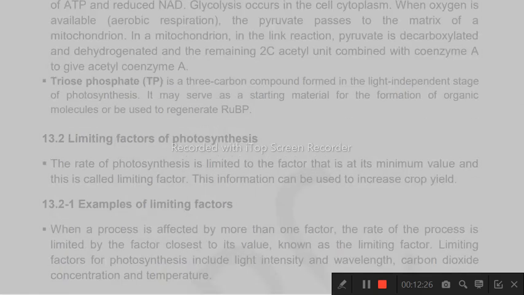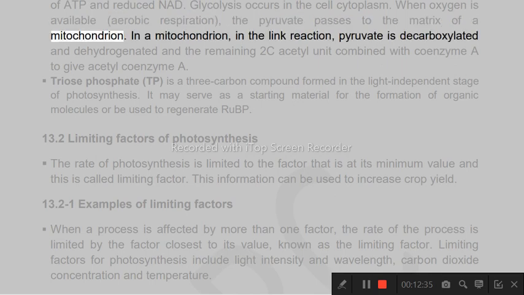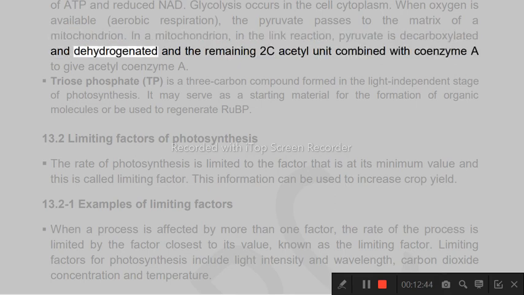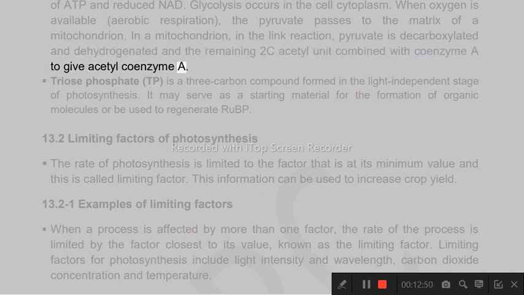of ATP and reduced NAD. Glycolysis occurs in the cell cytoplasm. When oxygen is available, aerobic respiration, the pyruvate passes to the matrix of a mitochondrion. In a mitochondrion, in the link reaction, pyruvate is decarboxylated and dehydrogenated and the remaining 2C acetyl unit combines with coenzyme A to give acetyl coenzyme A.